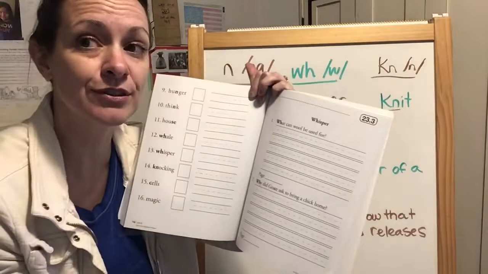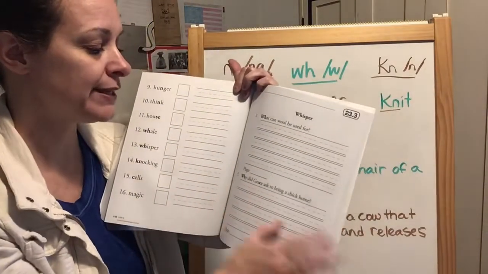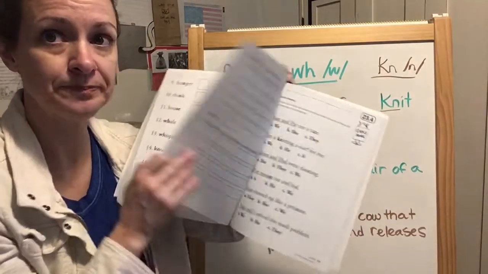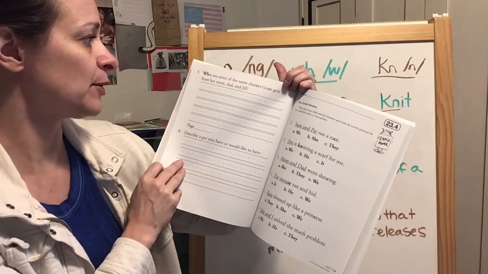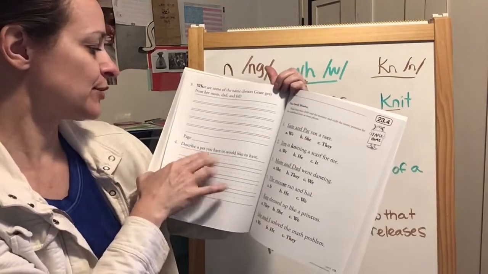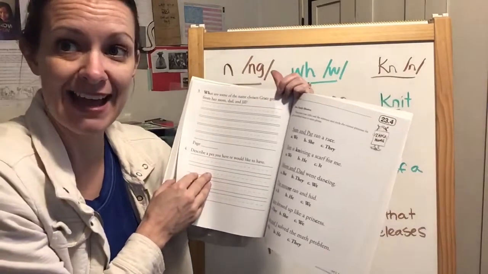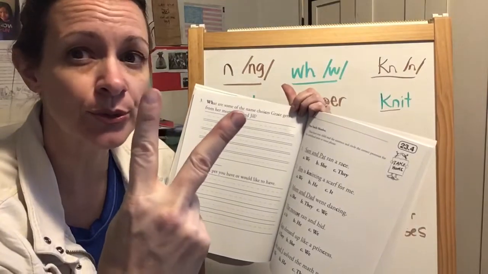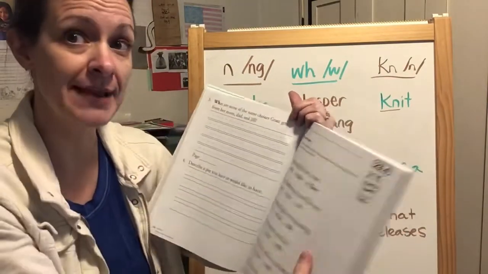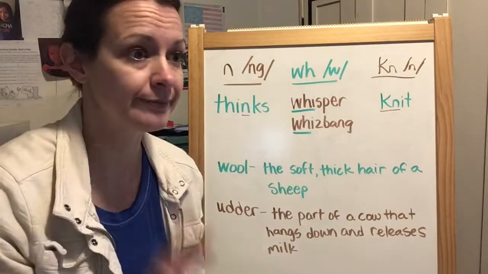What can wool be used for? You can answer that one. Why did Grace ask to bring a chick home? What are some of the name choices Grace gets from her mom, dad, and Jill? And describe a pet you have or would like to have. You only have to pick 2 of these questions, just 2. You don't have to do all 4, okay? If you want to do all 4, go for it.